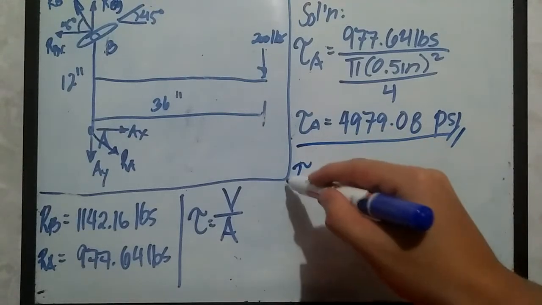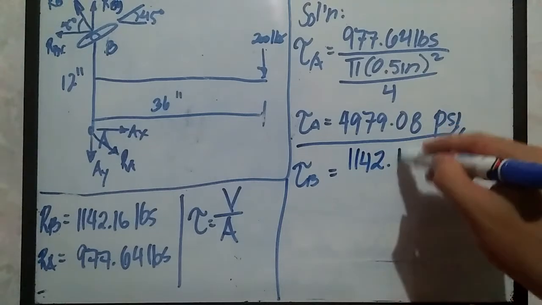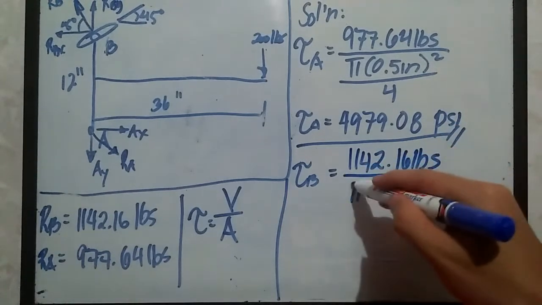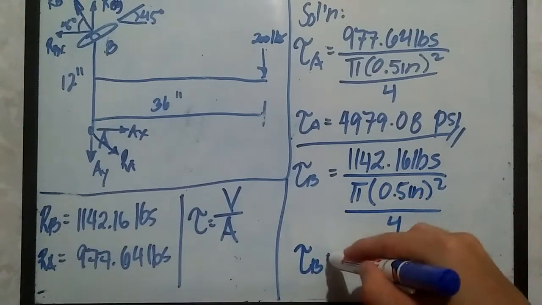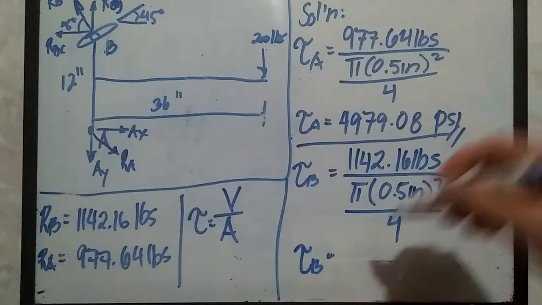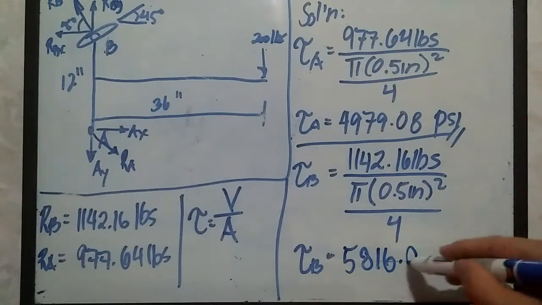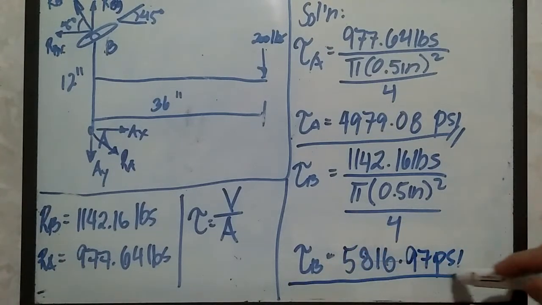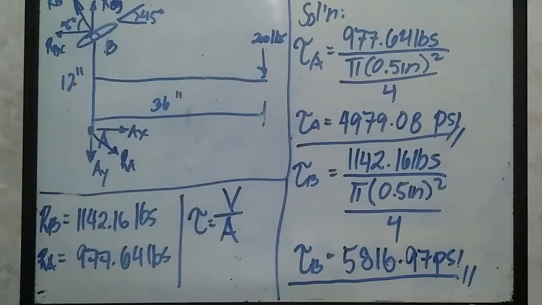Then for shear stress at B, it is equal to 1142.16 pounds divided by pi times 0.5 inch squared divided by 4. So shear stress at B is approximately equal to 5816.97 psi. So these are the answers for sample problem number 4 or number 5, I'm not sure. Obviously the shear stress at pin B is much greater because it is angled. So that's the answer for this problem.